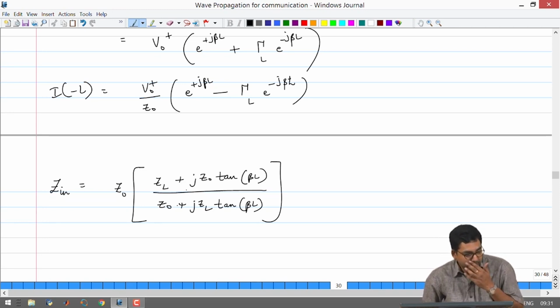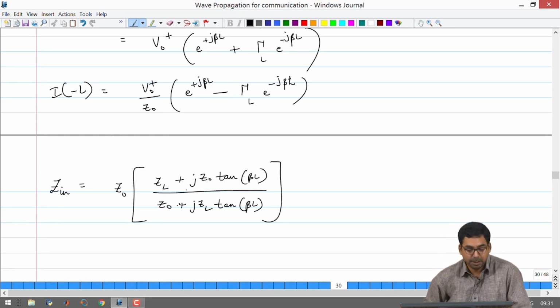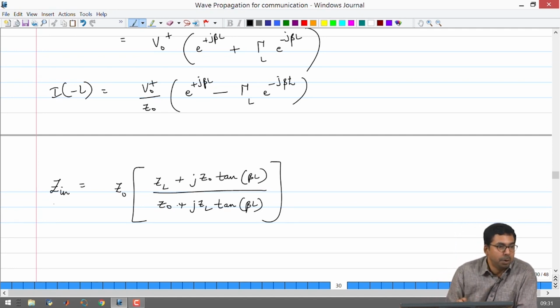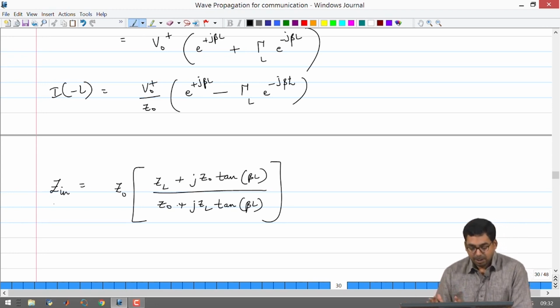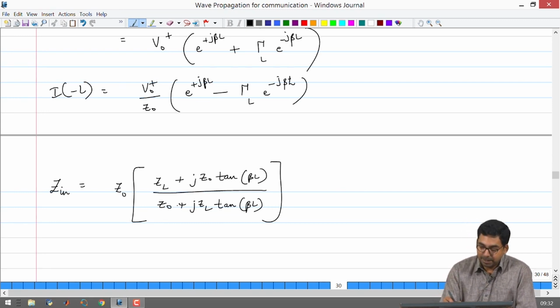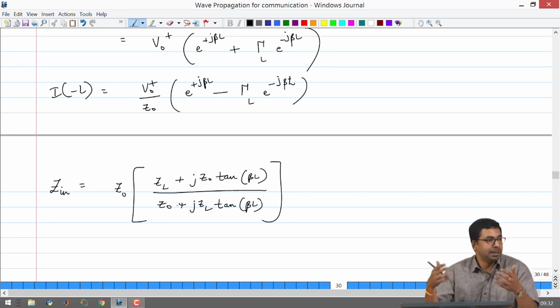This is actually a very complicated expression, and one cannot get a feeling of what the Zin is going to look like when the transmission line is of length L. But one thing is clear: even within that transmission line, you are going to have some repetitions happening. Because these are trigonometric functions, they have a period. All that matters is beta L within the brackets, it does not matter what your L is. So, it is going to repeat every once in a while.